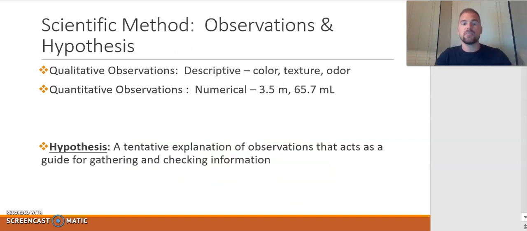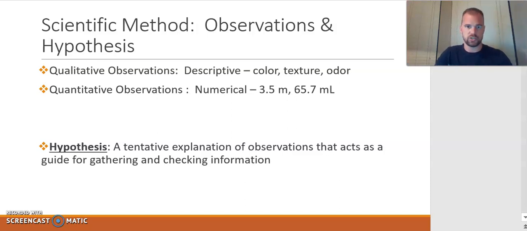So like I said, the scientific method starts out with an observation. You have to notice something first in order to lead to a problem statement and a hypothesis. So observations can be two types. They can either be qualitative or quantitative. Qualitative observations essentially are observations that do not have numbers. You could notice the color. You can notice the texture or odor. It's things that are descriptive. Whereas quantitative observations are numerical. They always have a number tied to it, such as 3.5 meters or 65.7 milliliters.